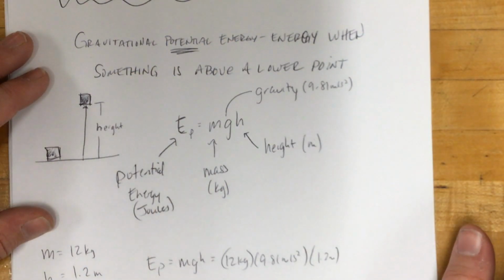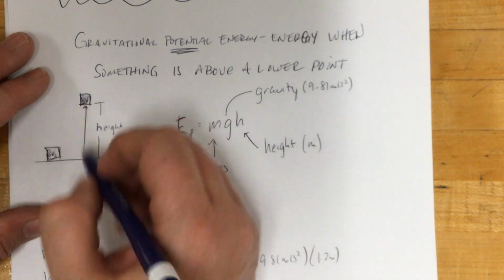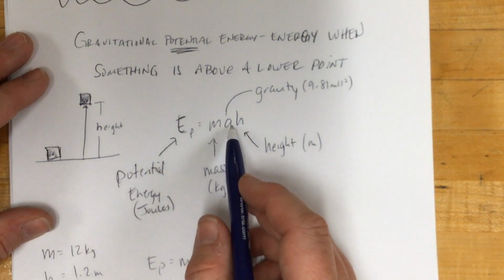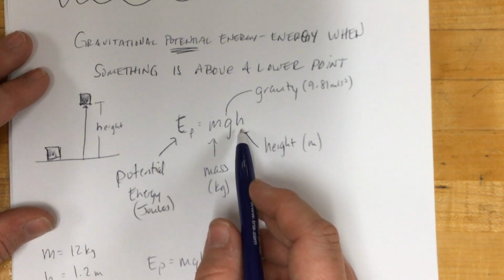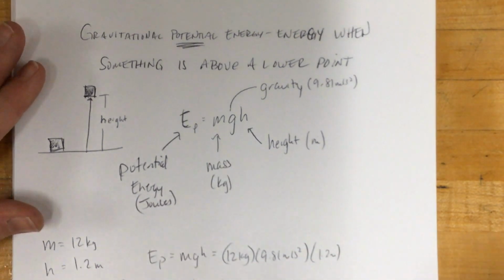So when we're talking about gravitational potential energy, frequently we'll just call that potential energy. When we're talking about that, it's because something is lifted up. When something's lifted up, it has a mass, it has gravity affecting it, and then the height. And those three things equally affect the potential energy that you have.